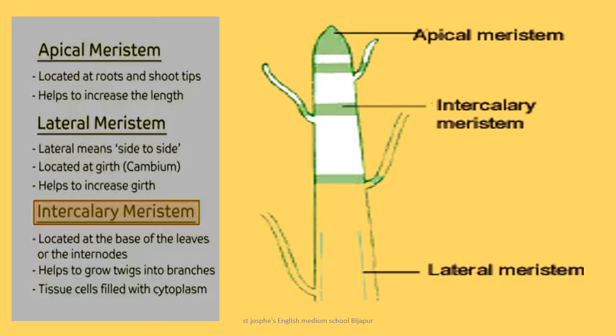The second is lateral meristem. Lateral meristem means side to side, located at the girth. And what is the function of it? It helps to increase the girth. And the third is intercalary meristem. It is located at the base of the leaves or the internodes, and it helps to grow the twigs into branches. These are tissue cells filled with cytoplasm. You need to write these points as well as draw a neat labelled diagram of meristematic tissues and their locations.